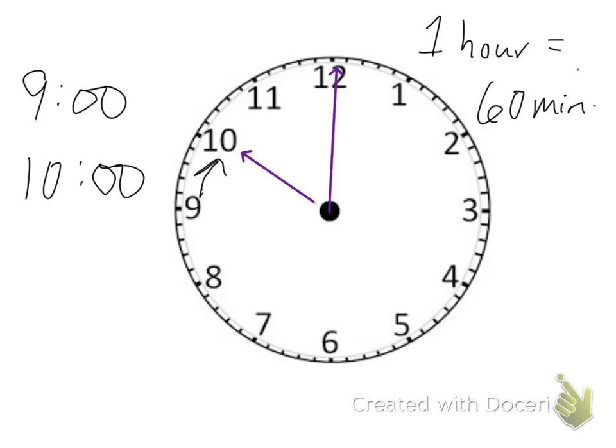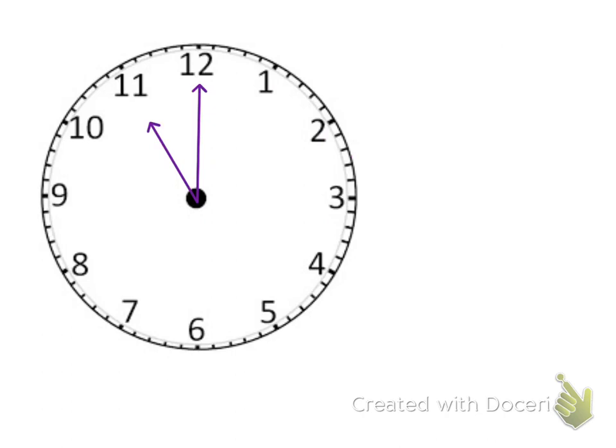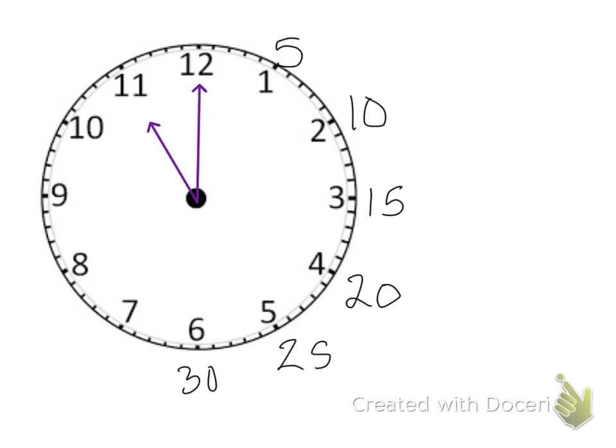All right. So between the 12 and the 1, there are 5 minutes. So 1, 2, 3, 4, 5. Each of the numbers here stands for 5 minutes of time. Between the 12 and the 2, there's 10 minutes, 15 minutes, 20 minutes, 25, 30, 35, 40, 45, 50, 55, 60. We can also say the 12 is 0 because that's where we get started as well.